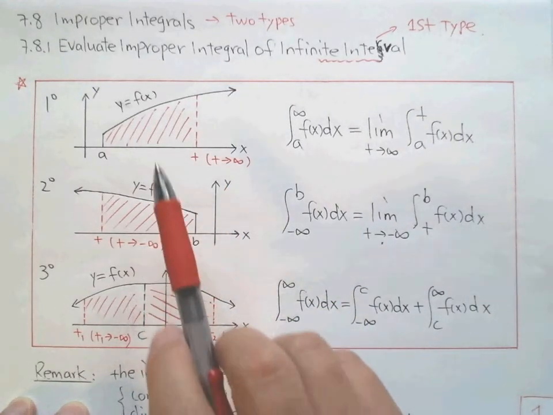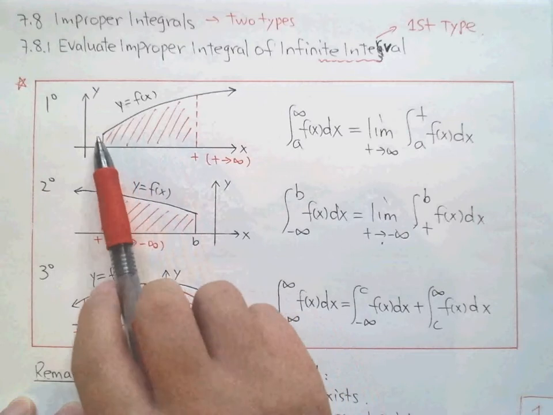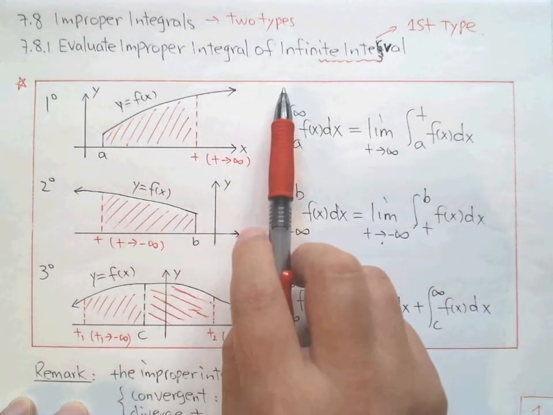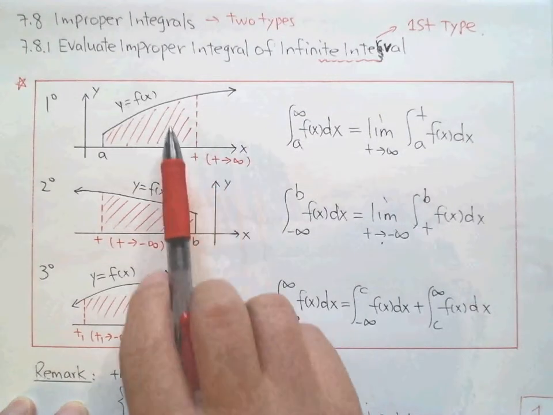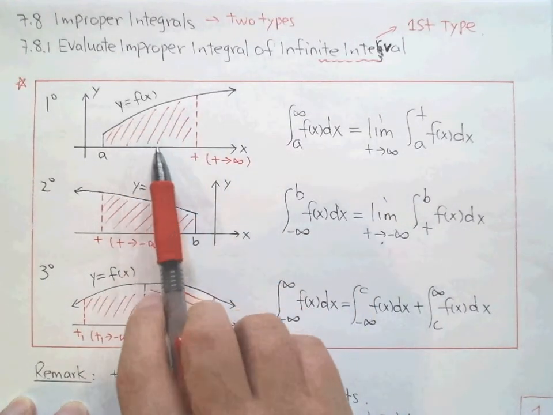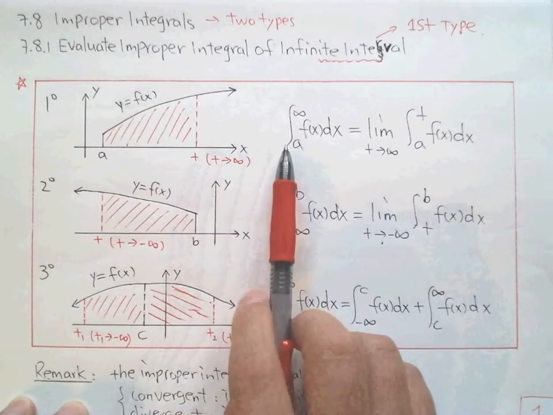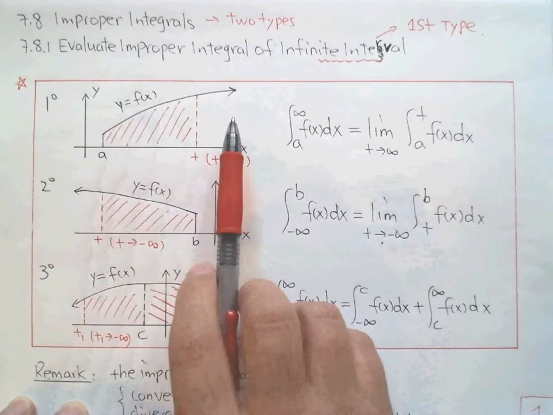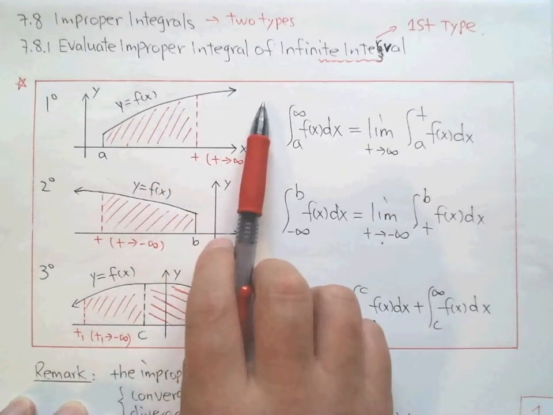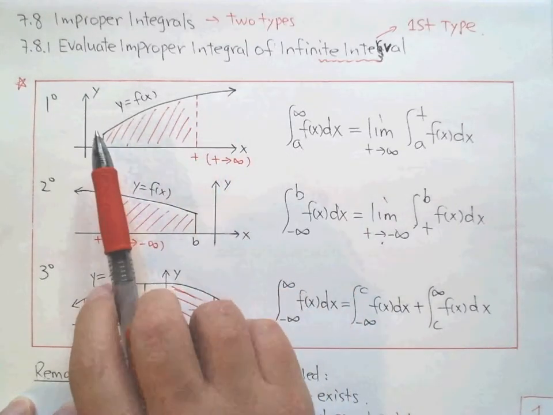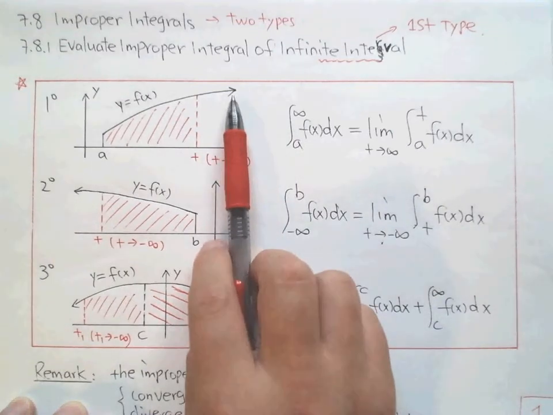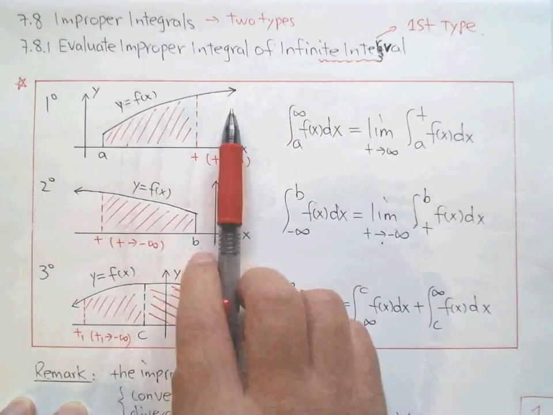If we have a continuous function going to infinity, so when x goes to infinity, the function will not definitely go to infinity. The domain is x going to infinity, from a to infinity. Can we look at what the area under the curve between a and infinity is? We say it's not a standard definite integral, because infinity is not a number.